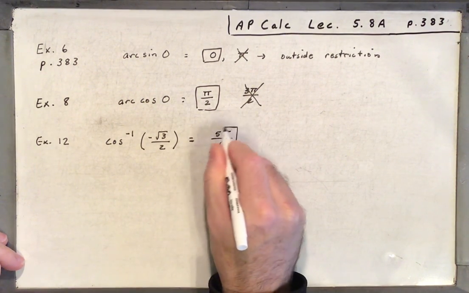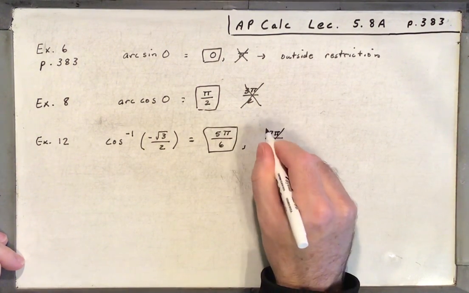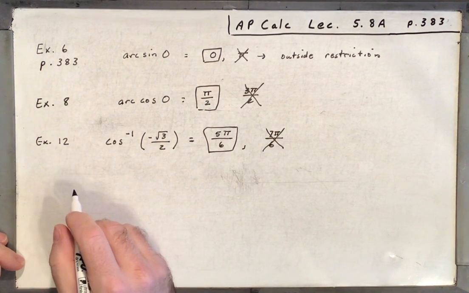All right, I'm just going to box that one in as the answer and cross out 7 pi over 6 just to remind you not to report that one.